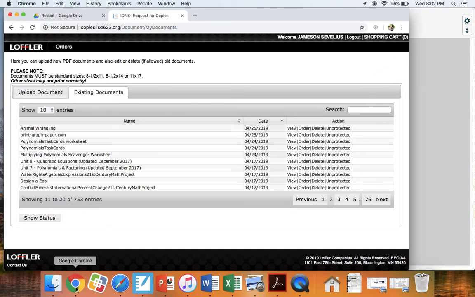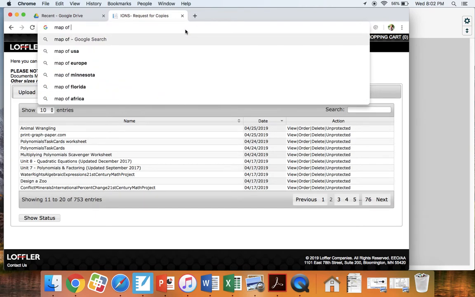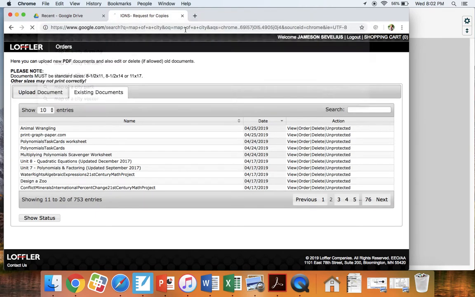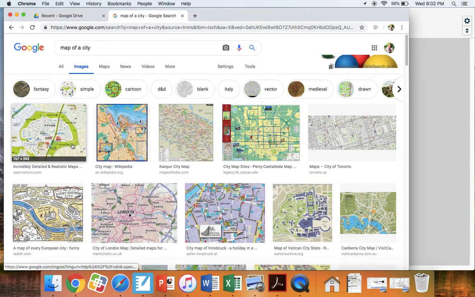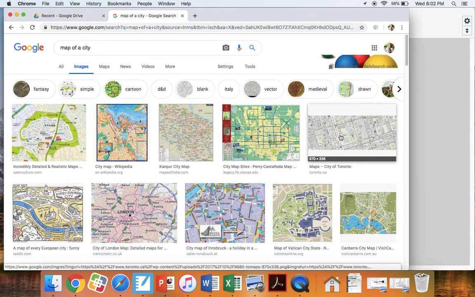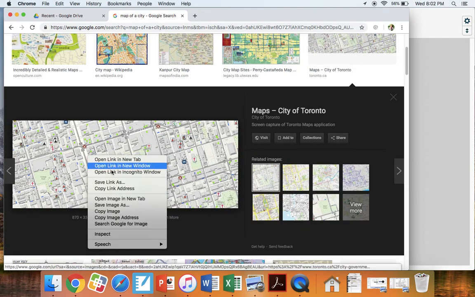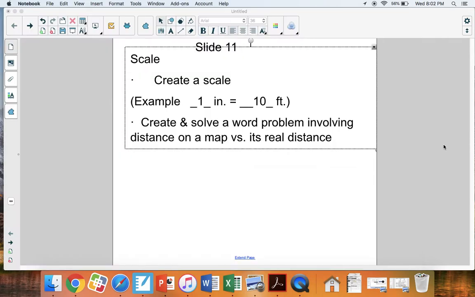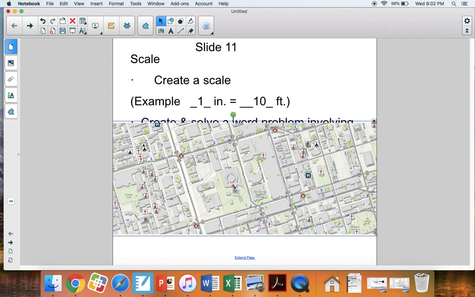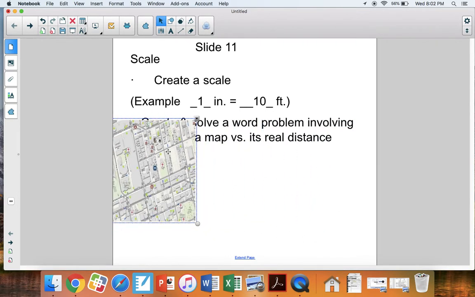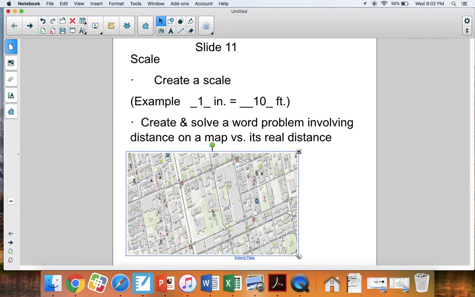So you might want to go on to Google and find a map of a city. And let's go into images. Let's see, Toronto looks kind of cool. Let's do that. So I'm going to pull this picture, copy it, then paste it. So I have my city in here, and this can be a city from a video game. It can be a real city. It can be a fake city. It doesn't really matter.